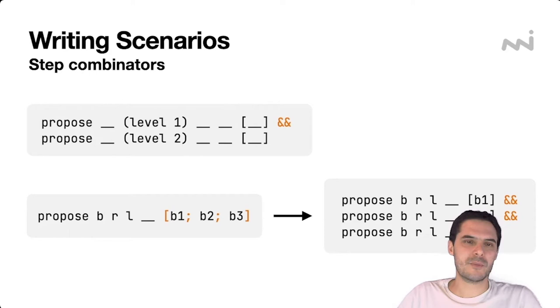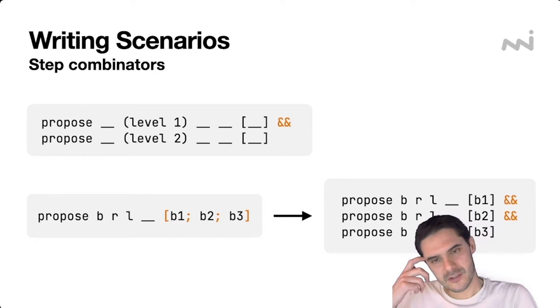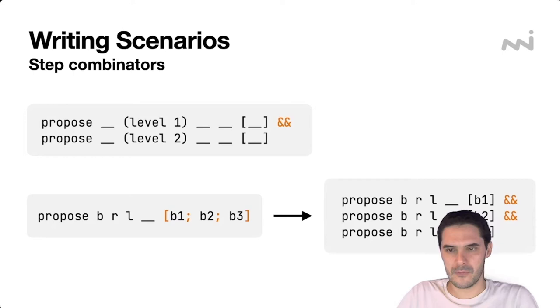So for it to be matched, I need to have both a proposal at level 1 and a proposal at level 2. So I can have the proposal at level 2 before, or the proposal at level 1 before, it doesn't matter. And the syntax here, which says propose B, R, L, and then with a list of destination, is actually just a syntactic sugar for having this conjunction of proposal from B to B1, from B to B2, and from B to B3. So it's sometimes simpler to write them like that.